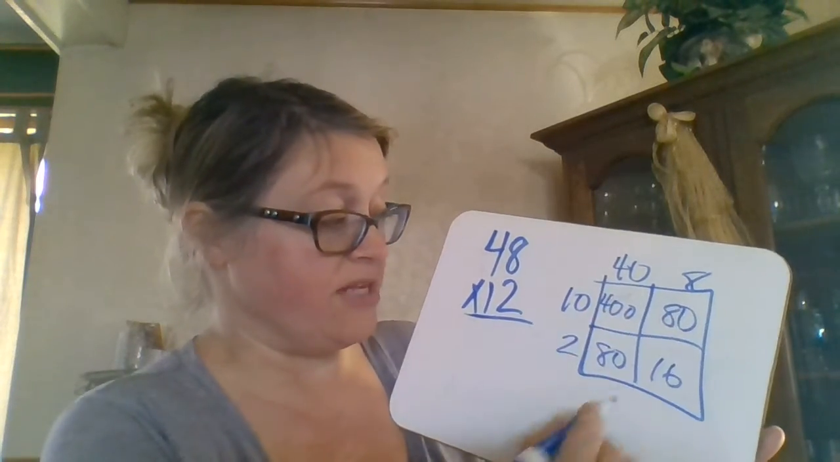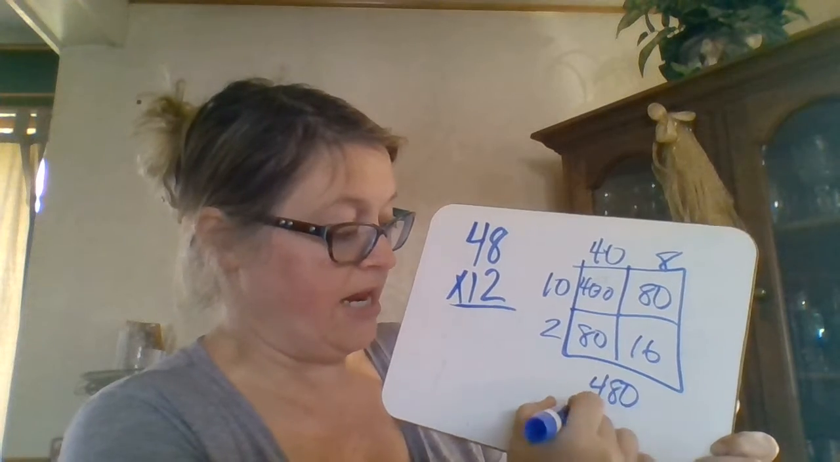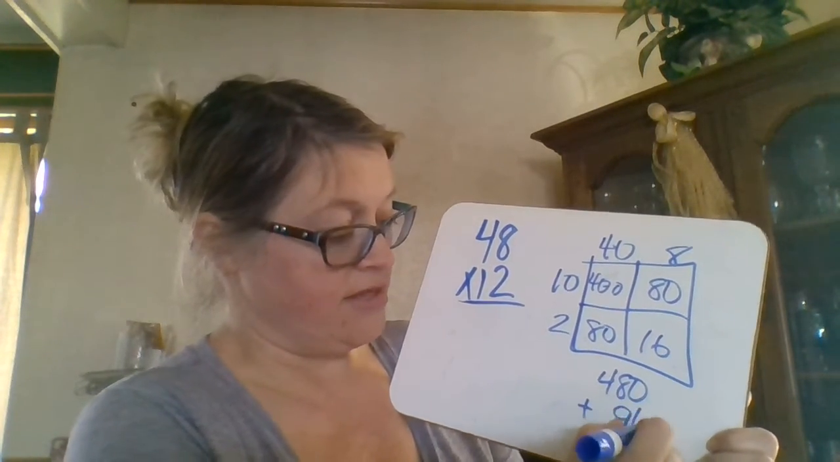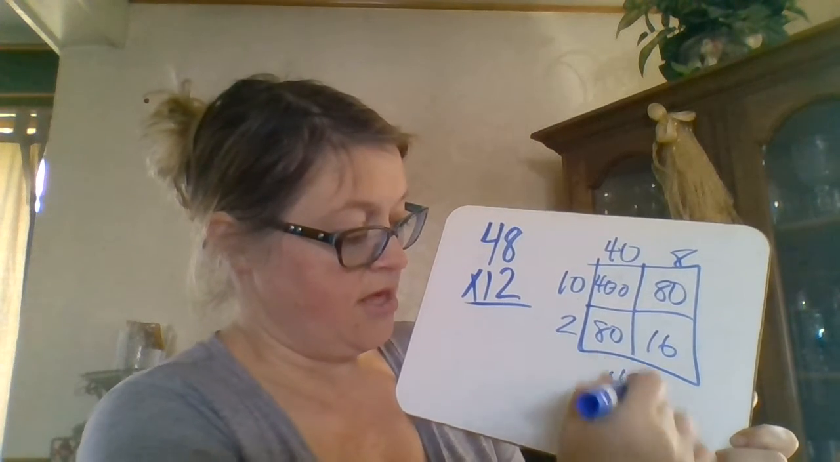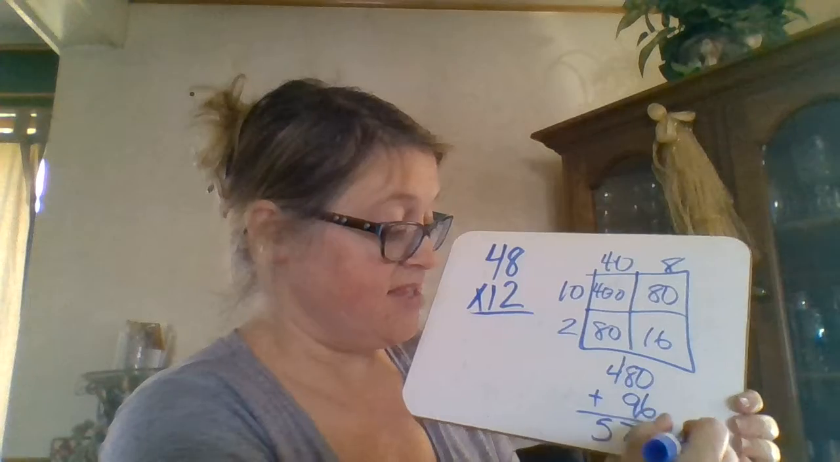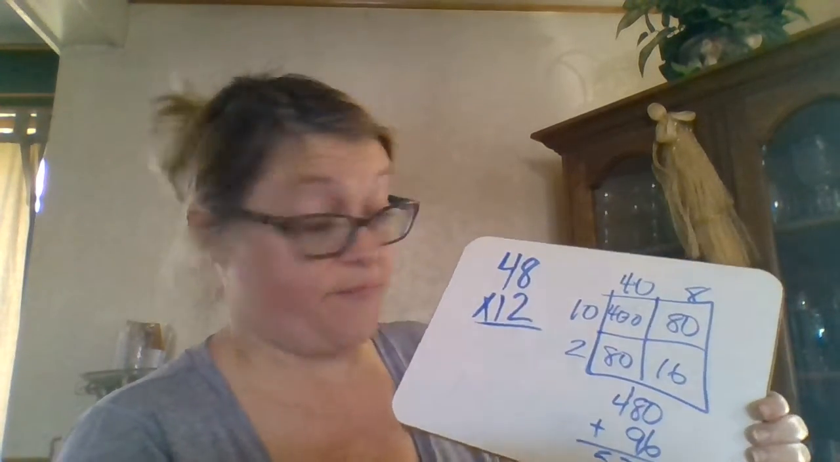So now if we put these together, 480 plus 80 is 560. And 560 plus 16 is 576 seeds. Now, let's double check that with standard algorithm.